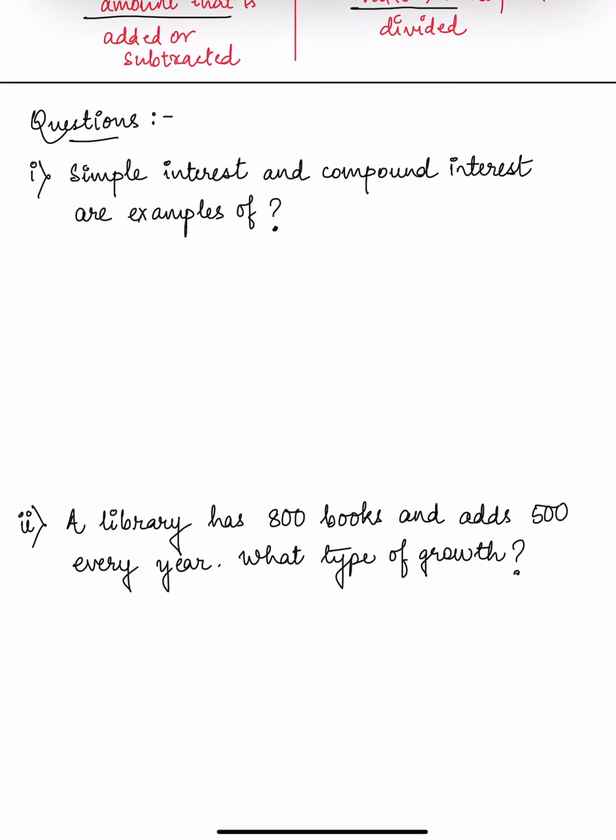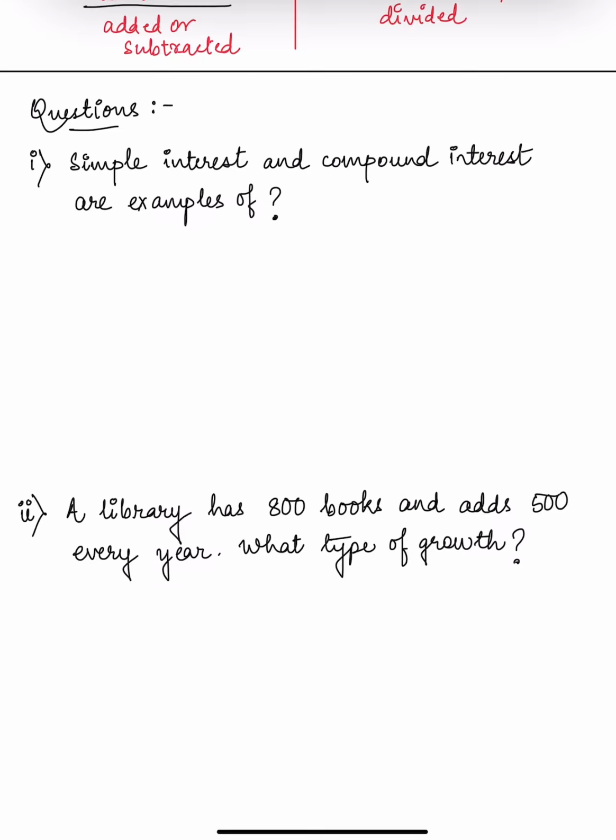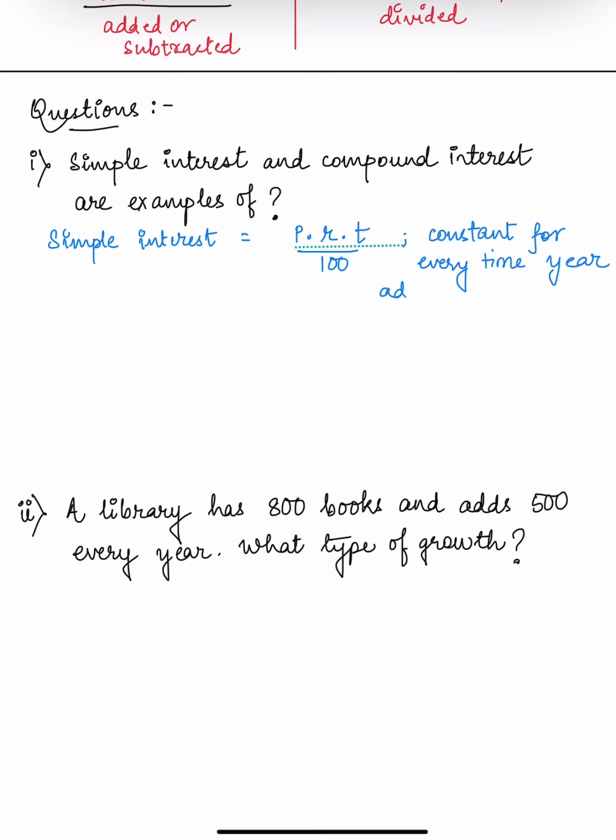Now we can solve some questions so that we understand the concept a bit better. Simple interest and compound interest are examples of these. For simple interest, we have the formula: the principal amount into the rate into the time by 100. And this is constant for every time period, right? This amount gets added. So this is basically a linear growth.